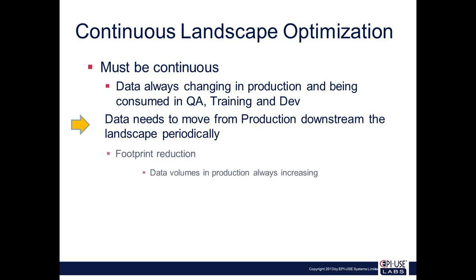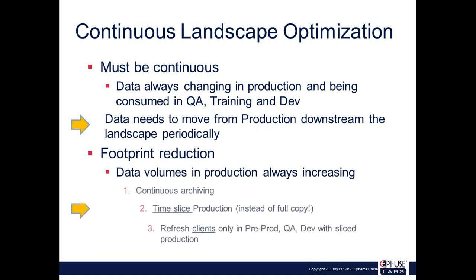Okay. In terms of footprint reduction, these data volumes in production are always increasing, and really using the full copy approach for QA refresh exacerbates this problem pretty horribly, actually. So really what we need to do is put in place a mechanism where you have continuous archiving. So I highly recommend that you start on your archiving projects.